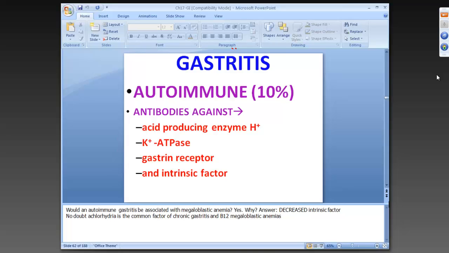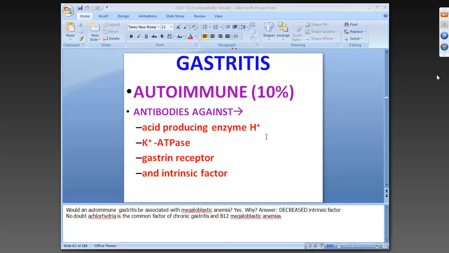Autoimmune gastritis accounts for 10% of the cases, with antibodies against acid-producing enzymes, potassium ATPase, gastrin receptors, and intrinsic factors. Now, the question that I have there, which has the answer already: would an autoimmune gastritis be associated with megaloblastic anemia? Sure. Why? Because there's going to be a decrease in intrinsic factor. Start from there, and then you make up the rest.